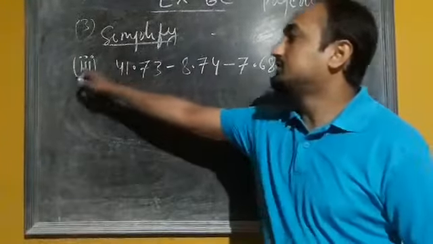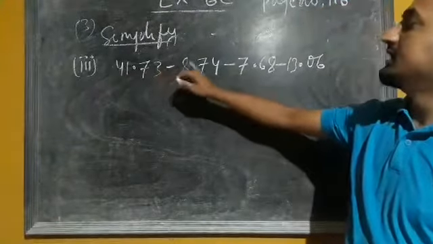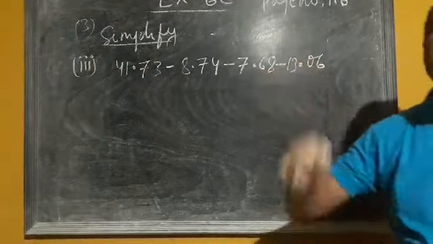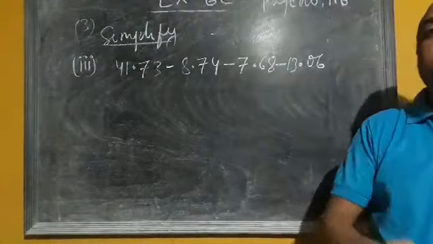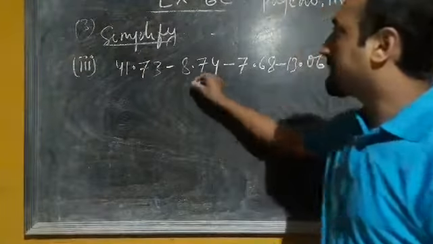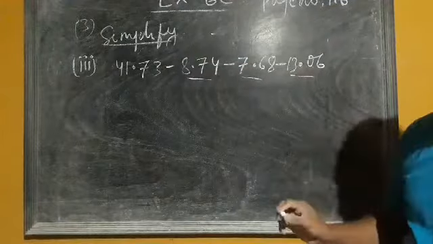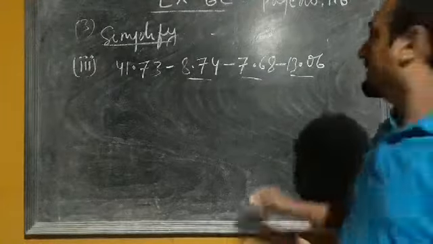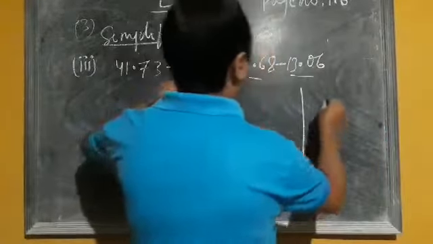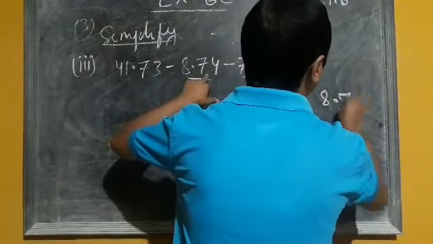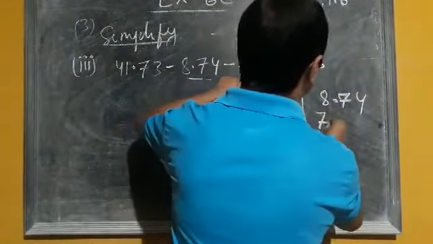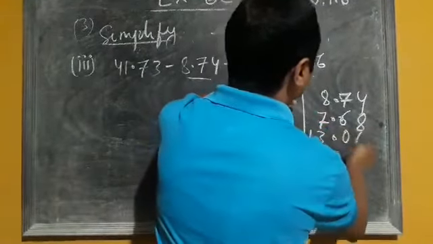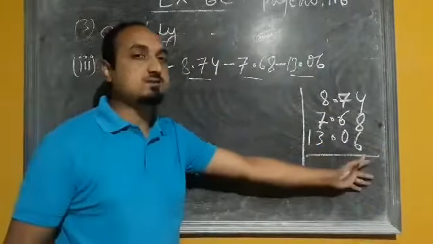Next, simplify. Question number 3, we have 41.73 minus 8.74 minus 7.68 minus 13.06. So we will follow the same method like whatever we have done in question number 1. So first I will add all these negative numbers, but after adding, what sign will we write? We'll write minus sign. So here we will do that. 8.74, here we have 7.68, here we have 13.06.